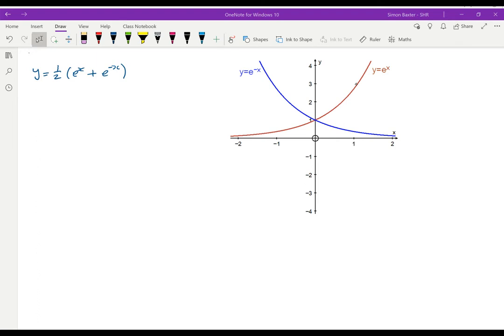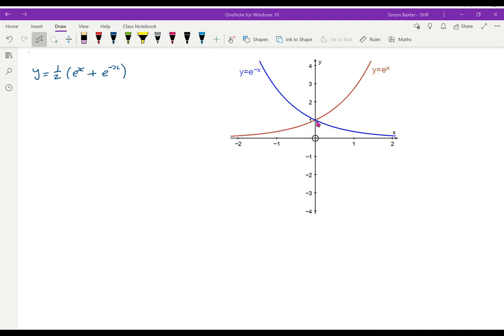Well, I've drawn the two graphs of e to the x and e to the minus x for you. What I would like you to do now is to pause the video and sketch what you think the graph of y equals a half e to the x plus e to the minus x looks like. So just pause the video. Okay, I hope, I expect, that you have ended up with a graph which is somewhere between these two graphs. You should have been going through there.